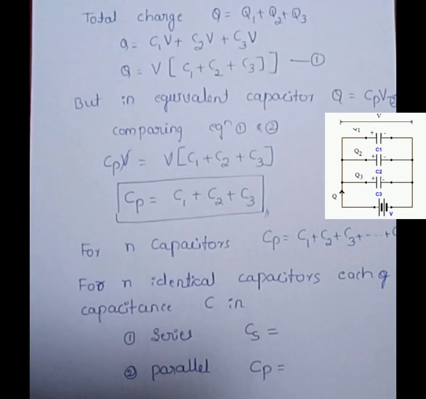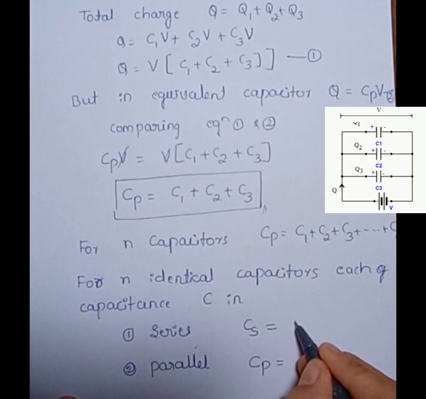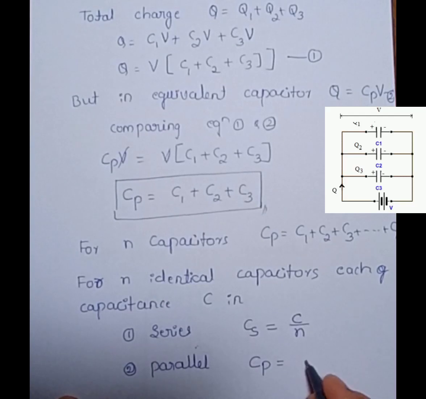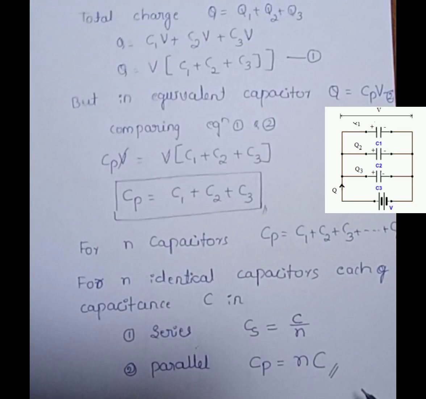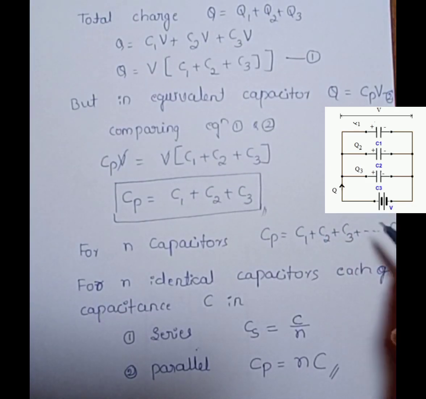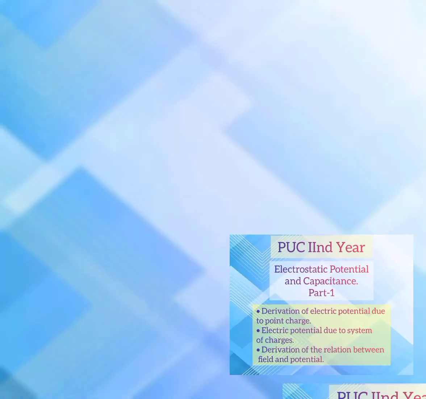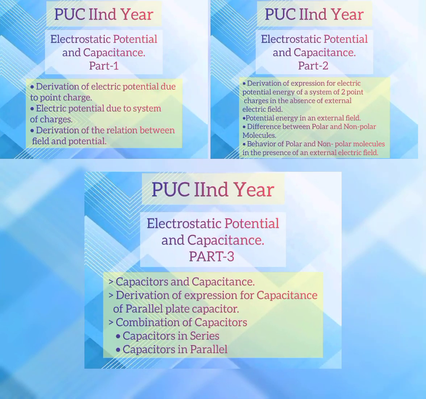For N identical capacitors, each of capacitance C, in series, Cs is equal to C divided by N. In parallel, Cp is equal to N into C. In series, Cs is equal to C divided by N. In parallel, Cp is equal to N into C. Up to here, this is very important for a 3 marks or 5 marks derivation, which completes the important derivations from the chapter Electrostatic Potential and Capacitance.